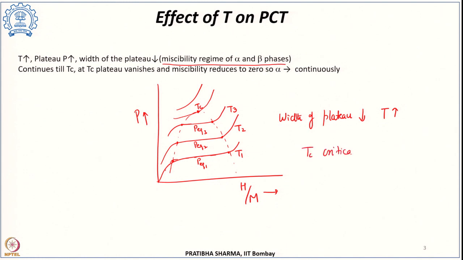So, Tc being the critical temperature, the width continues to decrease until it diminishes to 0. So, the plateau width becomes 0 and the miscibility also reduces to 0. After that, earlier we have seen there is an alpha region, alpha plus beta region and finally a beta region. But beyond this critical point there is no two phase region alpha plus beta; alpha is directly converting into beta continuously. So that is the impact of change in temperature on the PCT curves.